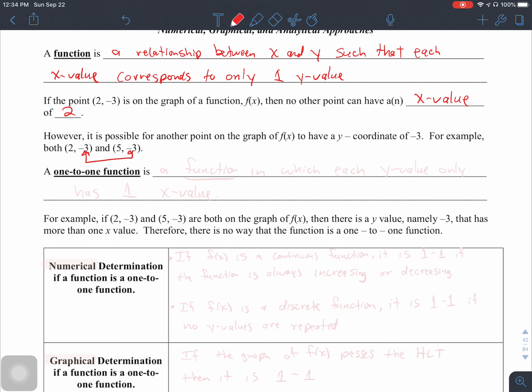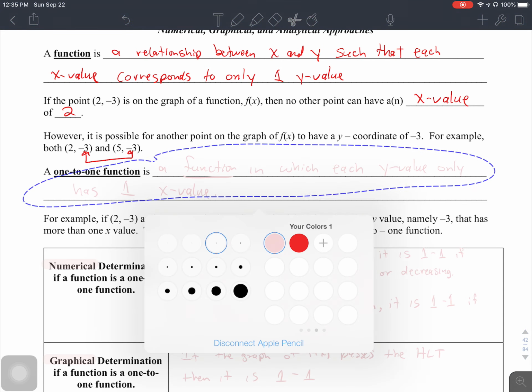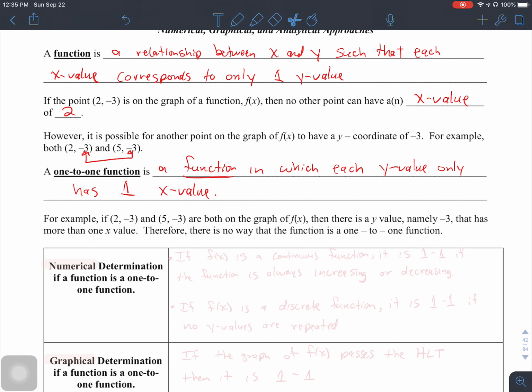Each x value is paired with one y value, but the same y value can be paired with multiple x values and still be a function. Well, what's a one-to-one function? It's a function in which each y value is paired with only one x value. Every x and y in the domain and range is paired with exactly one number. It cannot be multiple pairings.